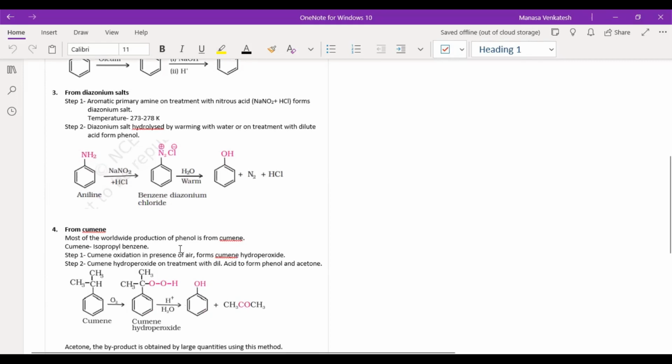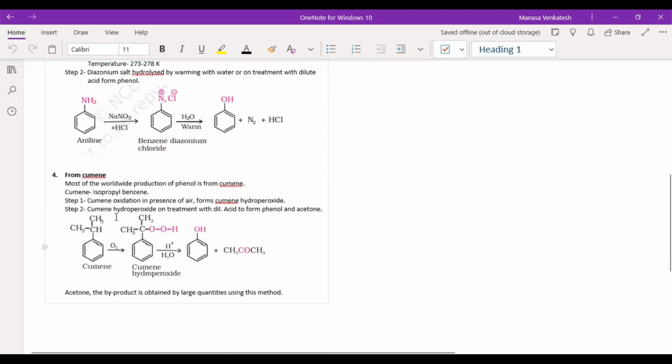The last one is from cumene. Cumene is basically an isopropyl benzene. So you have the benzene which is attached to an isopropyl group. So this is undergoing oxidation in the presence of air to give us cumene hydroperoxide. So here the hydrogen is replaced with OOH. Now, this is not COOH, carboxylic acid. If you notice carboxylic acid, the carbon and oxygen have a double bond, and the carbon is actually bound to both the oxygen atoms.